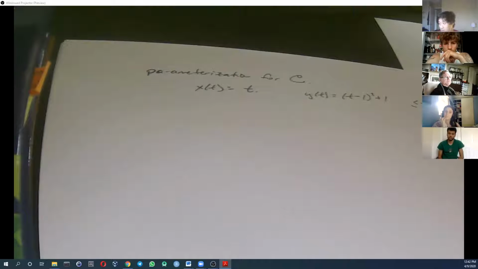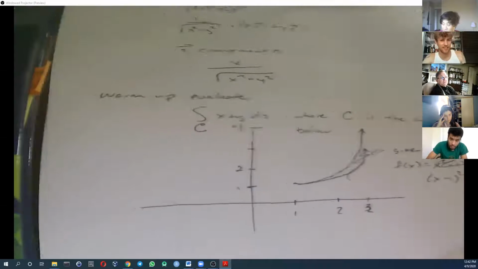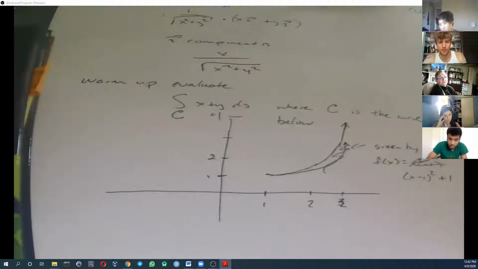At time equals 1, where are we? We're at 1, 1. When t equals 2, where are we? 2, 2. So does that cover the entire curve? No. So where does t need to range to cover the entire curve? 1 to 3. 1 to 3 sounds reasonable.